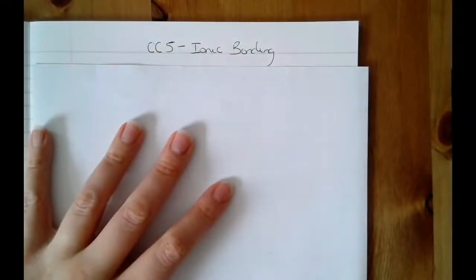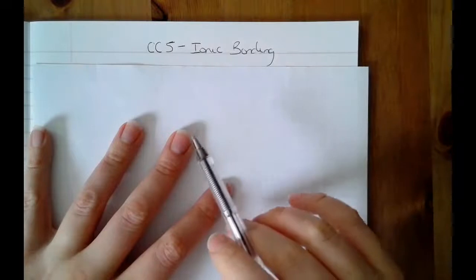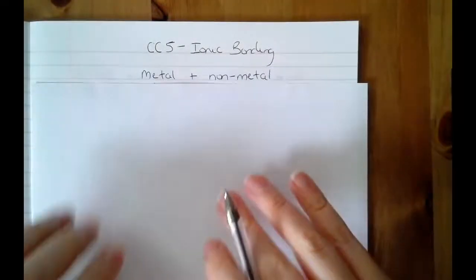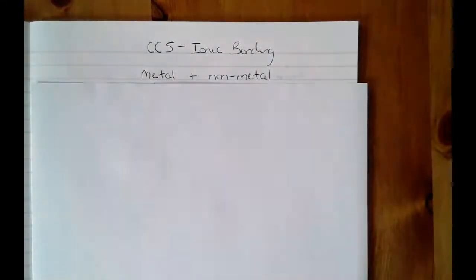In this video, we're going to look at CC5, which is ionic bonding, a topic that comes up on paper 1 and on paper 2. When we're looking at ionic bonding, we're looking at the bonding between a metal and a non-metal.